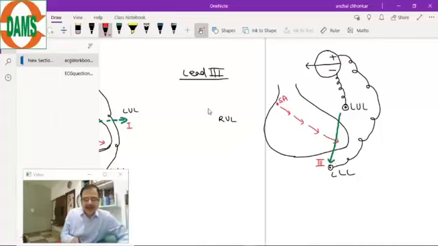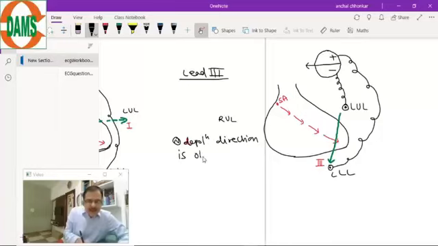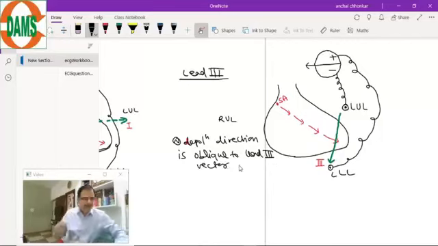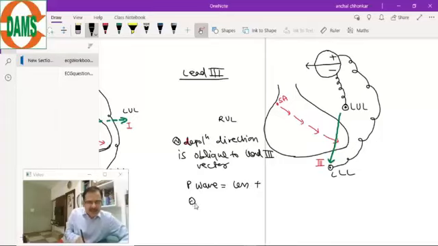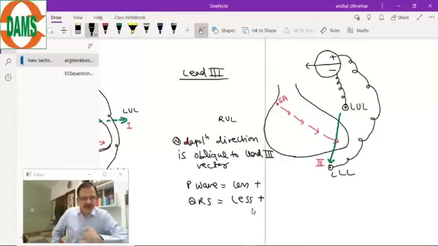Now in lead 3, if we look at what the P wave will be like and what the QRS complex will be like, remember, the normal depolarization direction is oblique to the lead 3 vector, and hence in lead 3 the P wave is less positive and the QRS is less positive. So they will be less positive in lead 3.